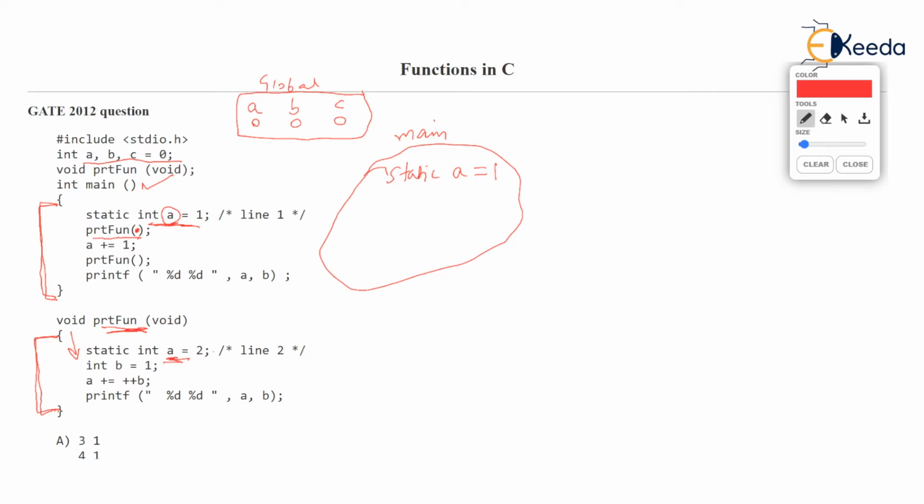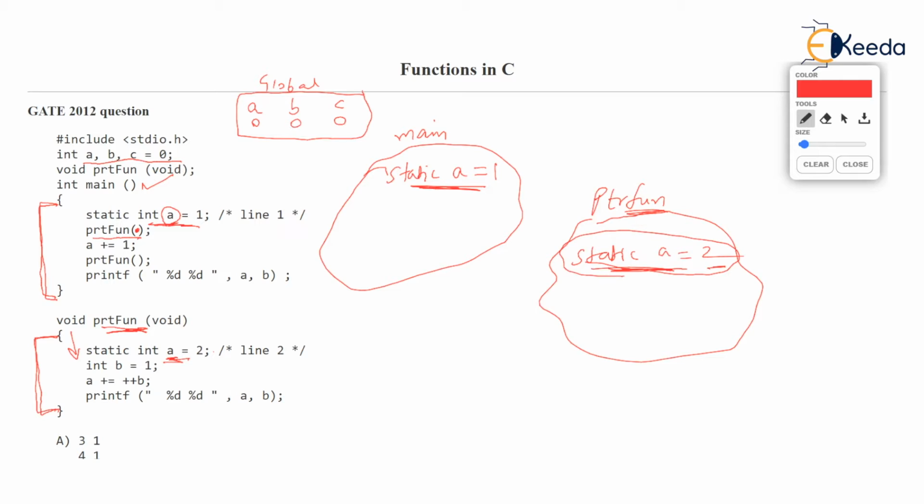So what I generally do is, I draw another area called ptr_fun, and in this ptr_fun, there is static a equal to 2. Now note, this static a equal to 1 and this static a equal to 2 are totally different. One of the static variables, which is 2, is static for ptr_fun. So you can use this a only inside the ptr_fun function, and this a equal to 1, you can use only in main.